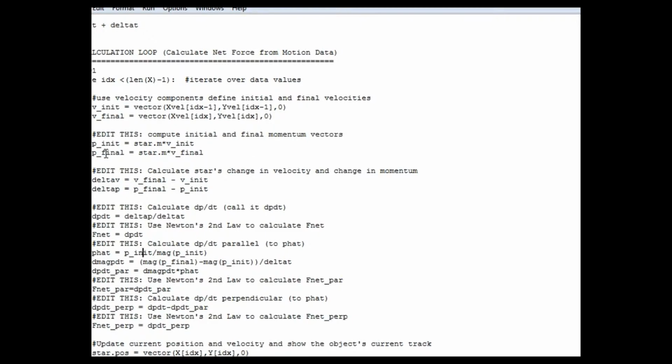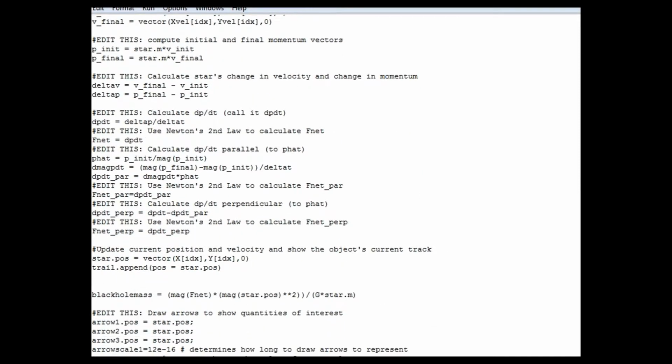The initial momentum is equal to mass of star times initial velocity, and final momentum is equal to mass of star times final velocity. The change in velocity is v final minus v initial, and the change in momentum is p final minus p initial. So dp dt is equal to delta p over delta t. F net is equal to dp dt, but they are not the same thing, although they equal each other. F net causes a change in momentum, as we said earlier.